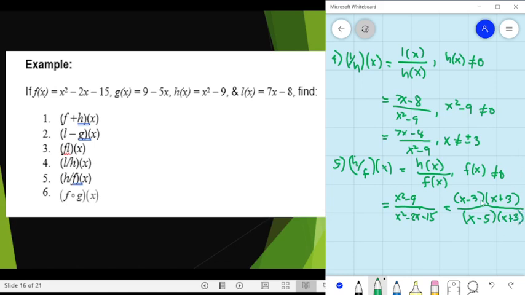So, negative 5 times 3 is negative 15. The sum of negative 5 plus 3 is negative 2. So, we can cancel out x plus 3. So, that's why the answer is x minus 3 over x minus 5, such that x must not be equal to 5. Again, if x here is 5, then the denominator becomes 0. Okay?